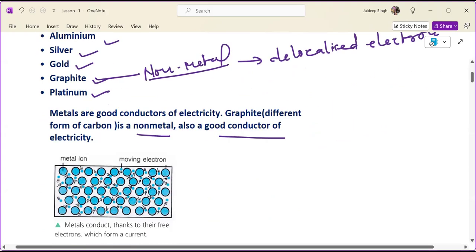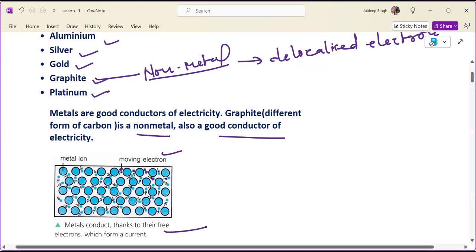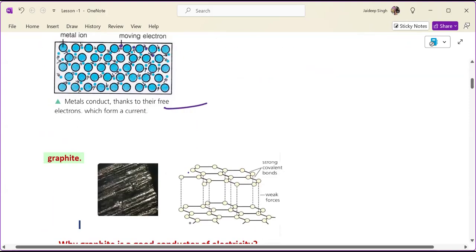What makes a metal a good conductor? Because it has moving electrons. See, these are metal ions and these are delocalized electrons. Because of the presence of these delocalized electrons, metals are good conductors of electricity. Metals conduct thanks to their free electrons, which form a current.